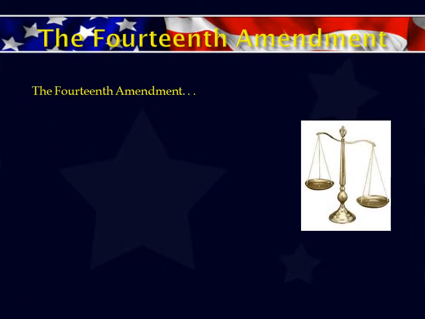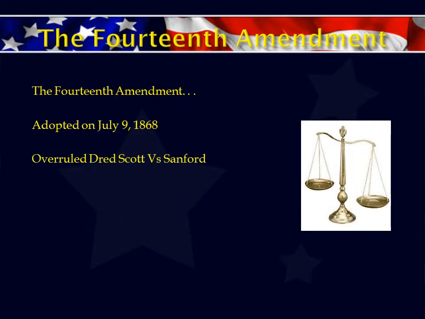The 14th Amendment was one of the major amendments after the Civil War. It overruled the Dred Scott decision that said African American people could not be U.S. citizens. This decision, which protected African Americans, gave them citizenship, which was the basis of racial desegregation.